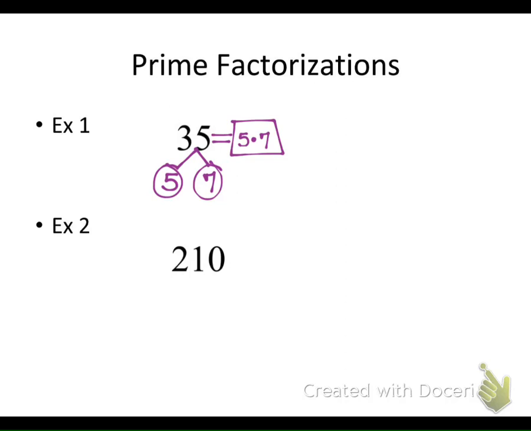Yep. All right, let's look at example number 2. So example number 2, we have 210. Now this is a pretty large number. So there's going to be many different factors of 210. My easy trick, when I'm dealing with a large number and it ends in 0, what should I use as one of the factors?